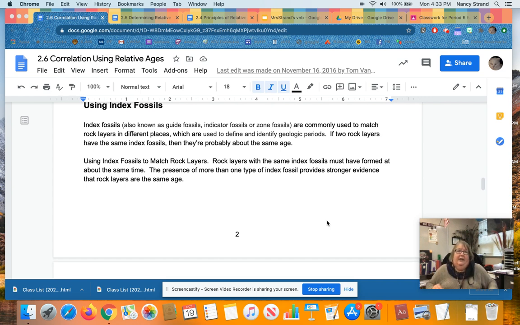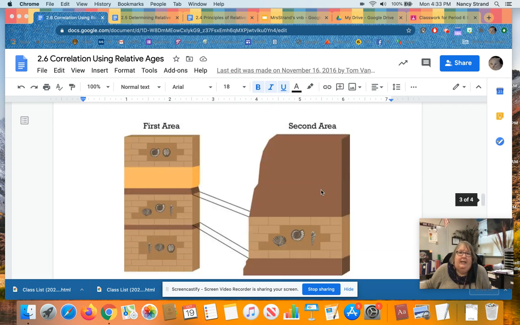Using index fossils to match rock layers. Rock layers with the same index fossils must have formed at about the same time. The presence of more than one type of index fossil provides stronger evidence that rock layers are the same age.